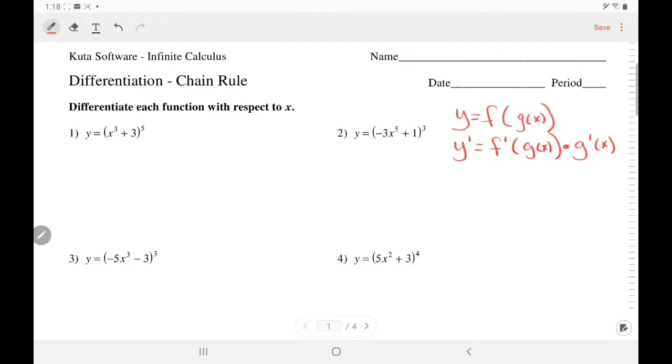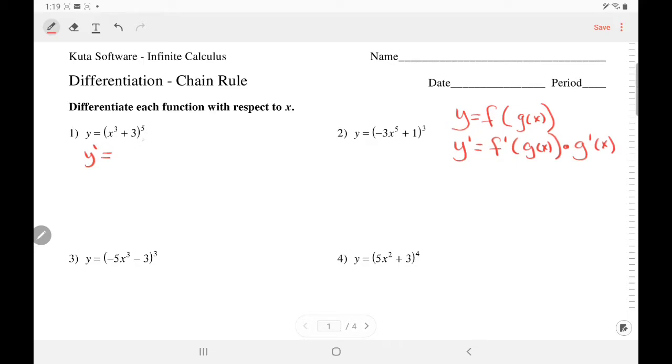Today we are going to do Kuta Software calculus differentiation using the chain rule. What it looks like is you have a function within an outer function. So when you derive, y prime would be the derivative of the outer function multiplied by the derivative of the inner function. For example, in number 1, the derivative of y, which is y prime, equals.